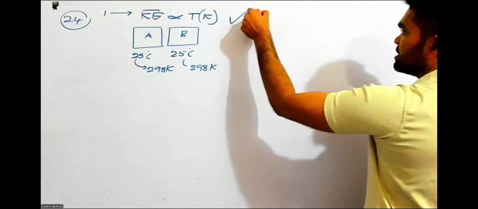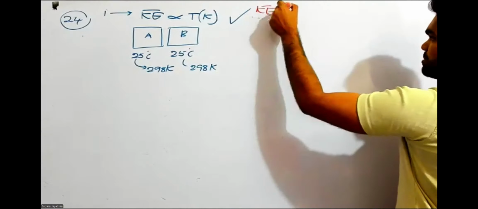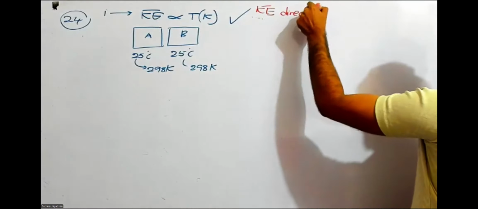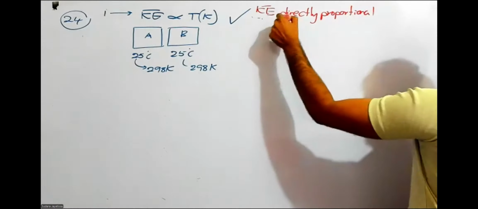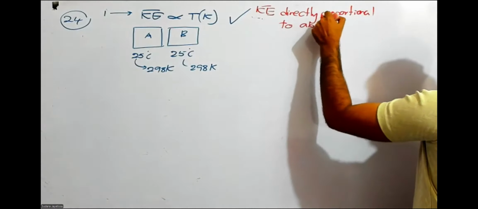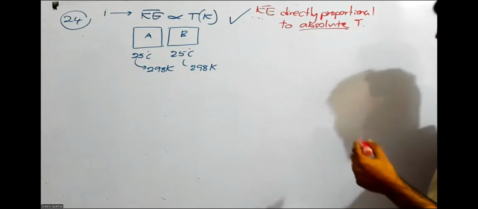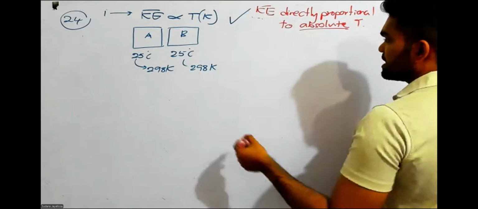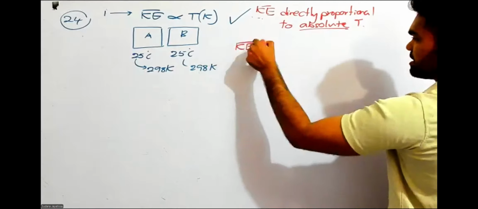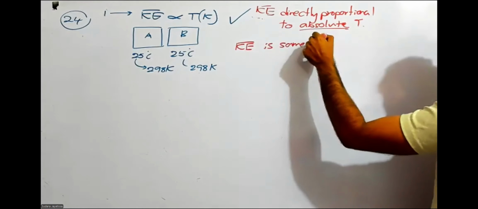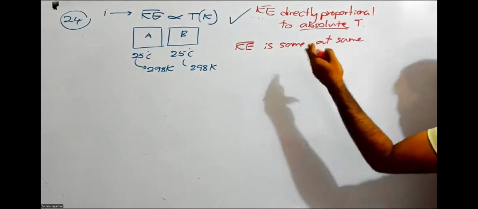It is proportional to absolute temperature, but same at same temperature. So K bar is directly proportional to absolute temperature. The word absolute should be there, Kelvin temperature should be there. But when you say same, K bar is same at same temperature. Same absolute temperature or just same temperature.